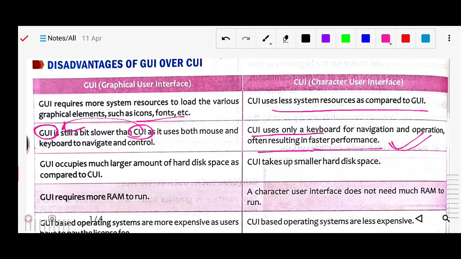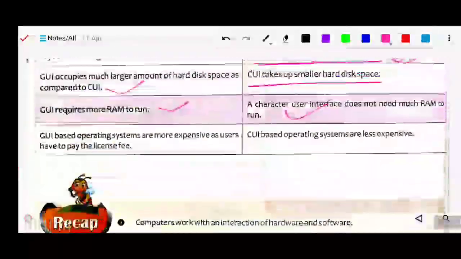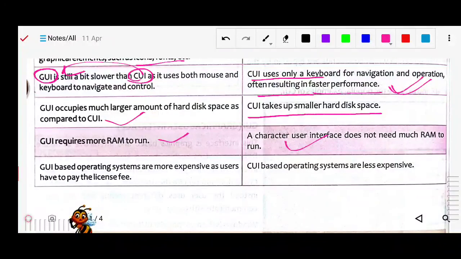GUI occupies a much larger amount of hard disk, because it uses graphics, images and icons, so it will take more memory. CUI takes up smaller hard disk space. GUI requires more RAM to run. A character interface does not need much RAM, so it will take less RAM. Last disadvantage: GUI based operating systems are more expensive, as users have to pay the license fee. CUI based operating systems are less expensive. So these are the disadvantages.